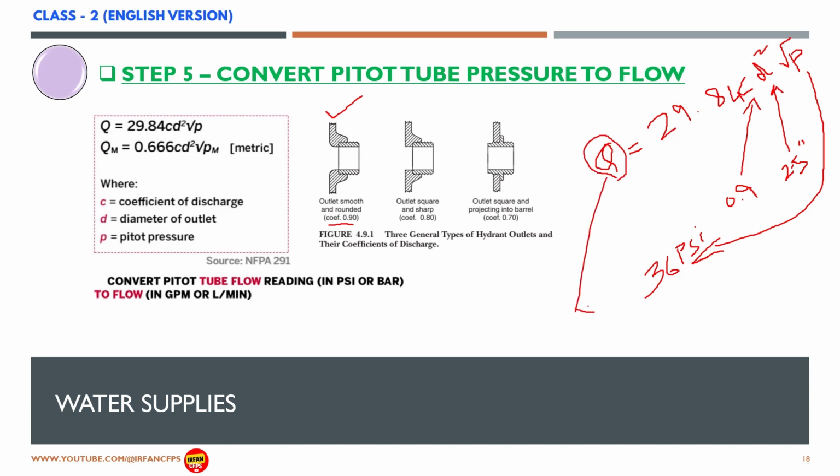Let's see the flow available at the hydrant based on this formula. 29.84 multiplied by 0.9 multiplied by 2.5 inch squared multiplied by root 36. We'll get around 1007 GPM. So in this case, the flow available is around 1007 GPM.